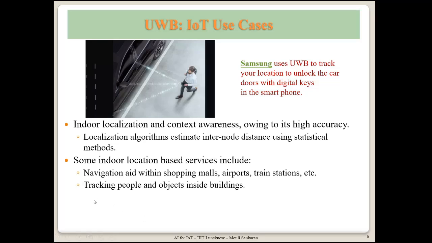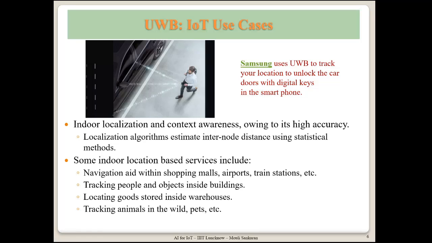So navigation is possible, either for a human being, or a robot, or any other thing; you can use this UWB technology to navigate in an unknown region. We can track people and objects inside a building, like a key. Locating goods stored inside a warehouse, Amazon may be using this. And you can track animals and pets, because this is a low power device and it's not very expensive. If you can afford UWB transmitters, which are very small systems with a battery in them, we will be able to use them for different purposes. I hope this is clear to you.